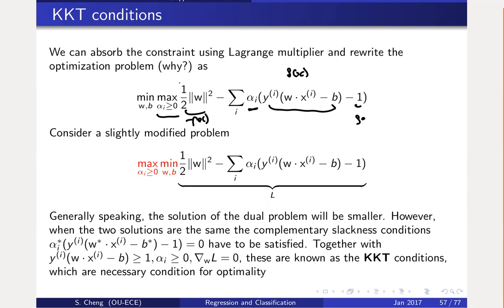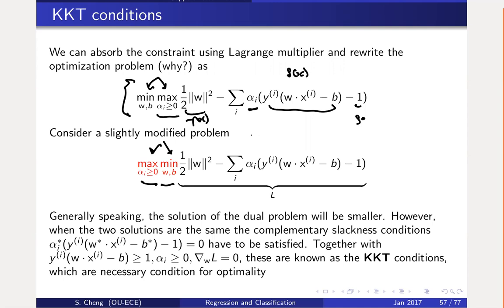Now, typically, people don't solve this problem directly. After writing this, it's not very useful unless we allow ourselves to flip the two optimization operators here. So instead of maximizing and then minimizing, let's swap that. Let's try to minimize first and then maximize. By the way, is it always okay to do that?